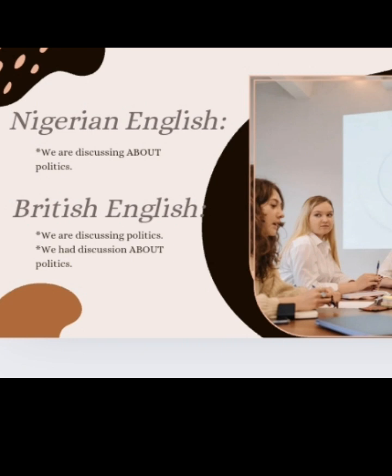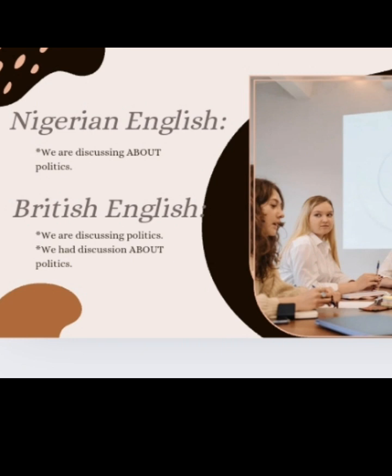Okay, this one is very common among Nigerians. Oftentimes, when I tell Nigerians that this verb, discuss, does not go with the preposition about in British English, they are surprised. Now, most Nigerians would say we are discussing about politics. So the British equivalent should be we are discussing politics. Let me also say that in the noun form, which is discussion, the preposition about is acceptable in British English. So you can have we had a discussion about politics.